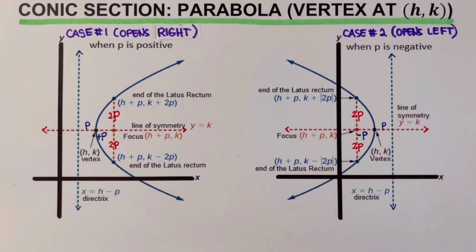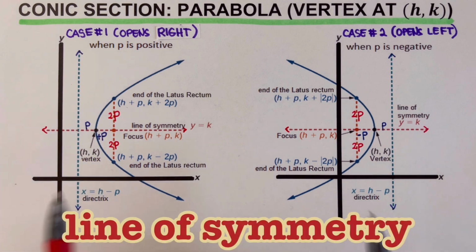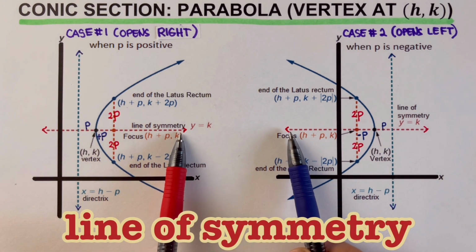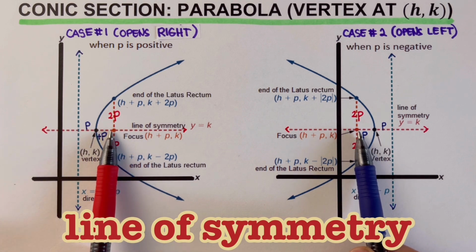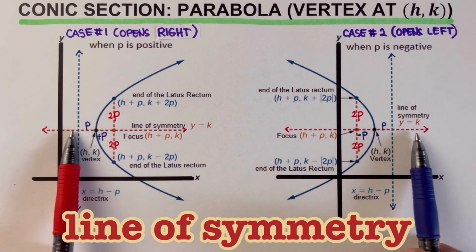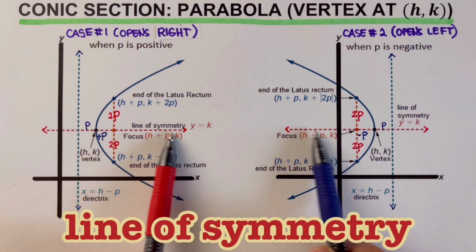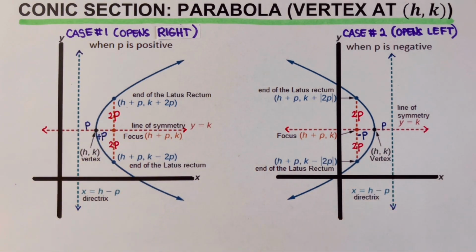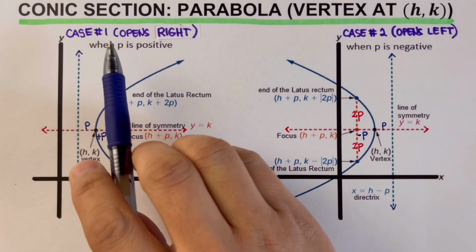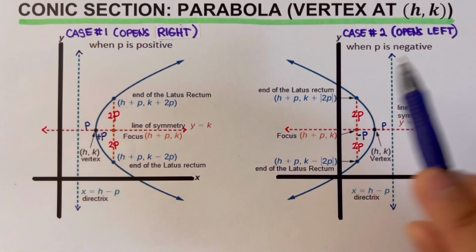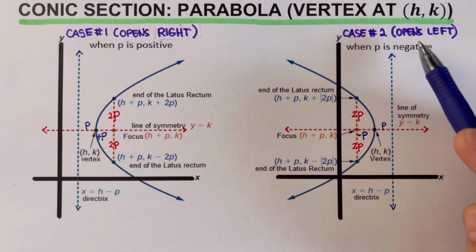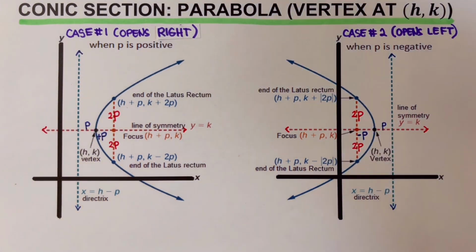Another part of the parabola is the line of symmetry. The line of symmetry will always pass through the focus and the vertex. So this is our line of symmetry. On the right, you will see the first case. I labeled it as case 1, and that is when the parabola opens right. And case 2 is whenever the parabola opens to the left.